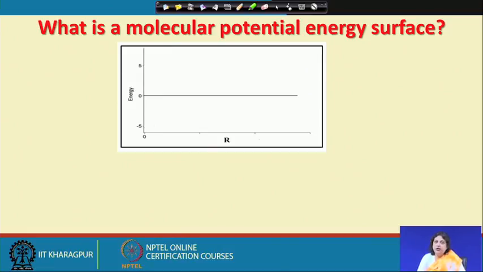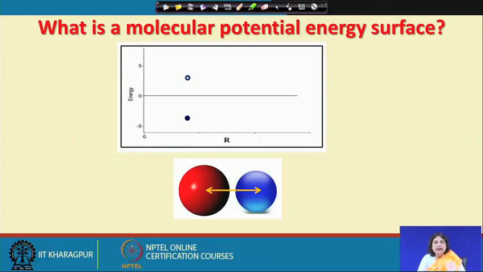So, by solving the Schrodinger equation, we get the energy eigenstates. Let me say that I fix this particular molecule that I am looking at. It has one atom which is a red atom, another atom which is a blue atom, and the center to center distance is given by capital R.